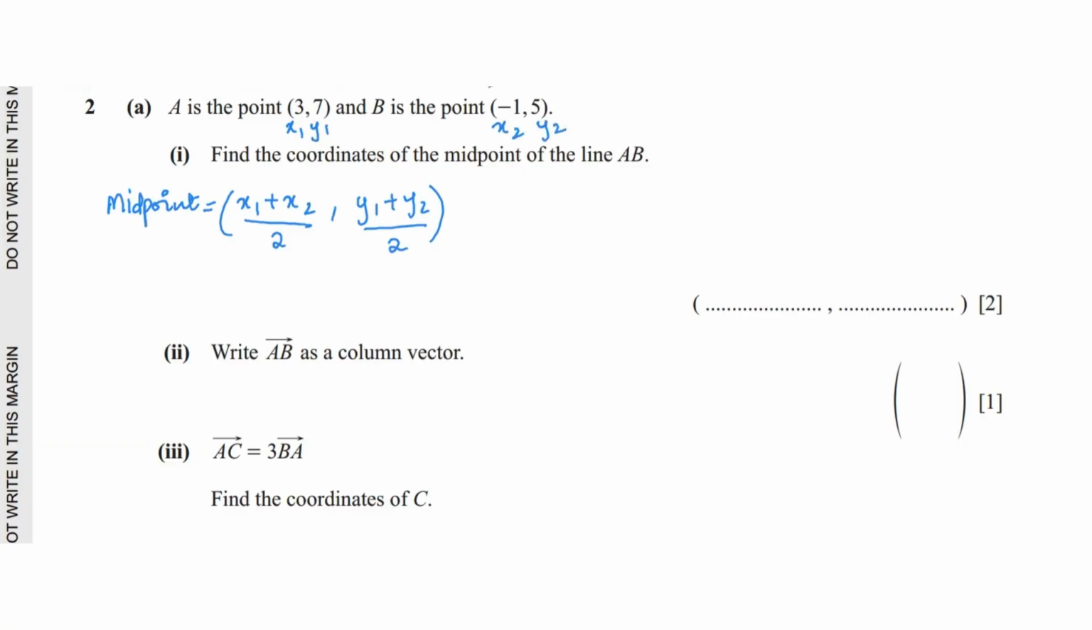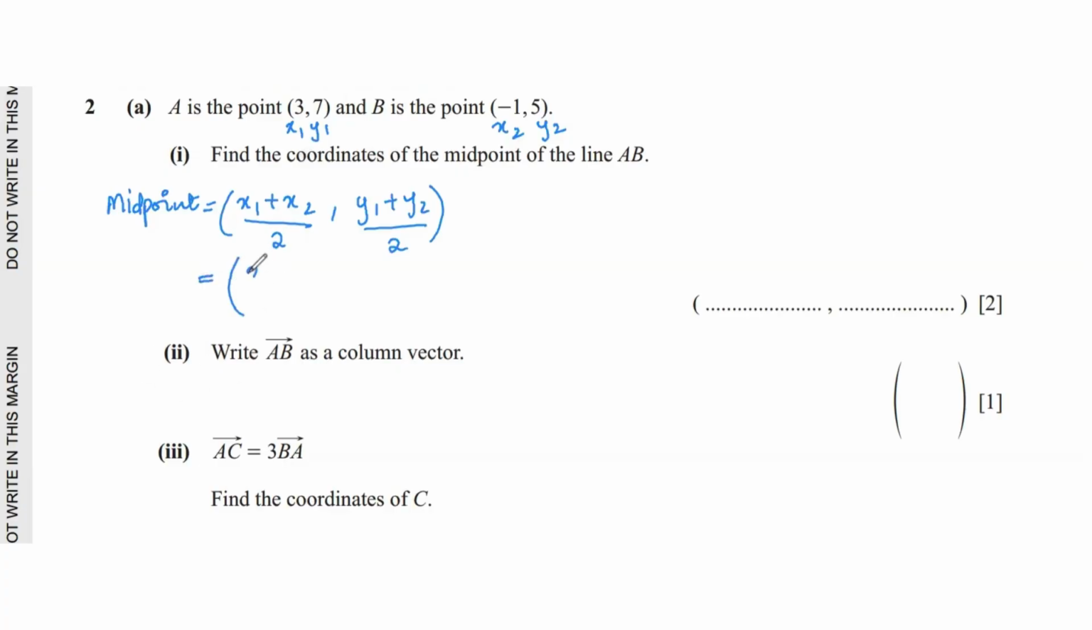You can swap, you can call A x2, y2, you can call B x1, y1, but make sure that if you're calling A's 3 as x1, then 7 would be y1. You can't make it x1, y2, and x2, y1 like that.